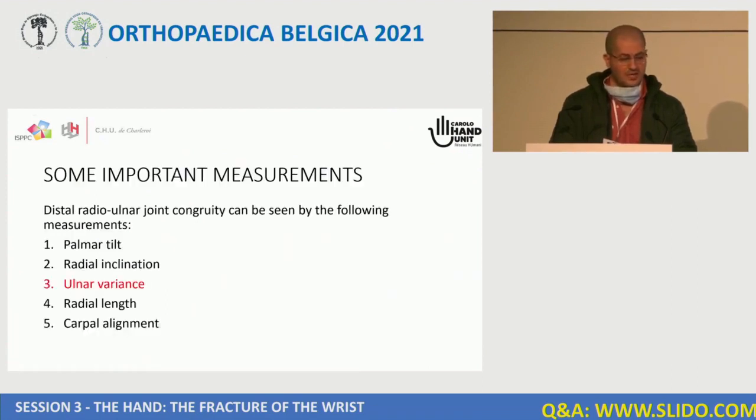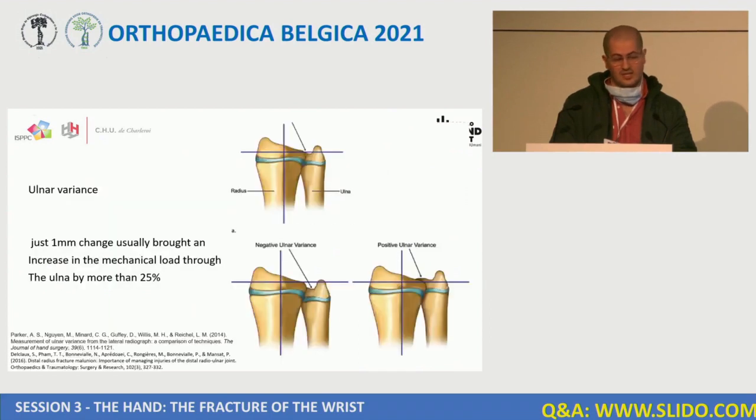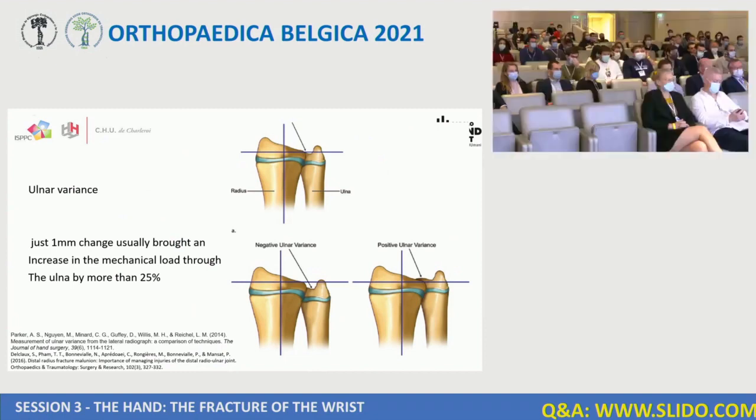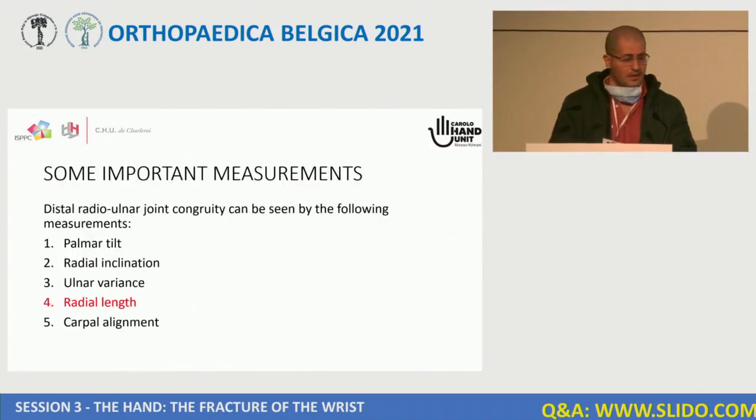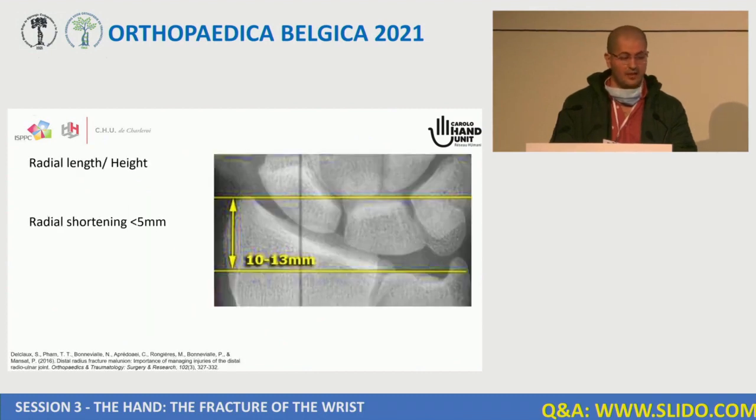The third measurement is the ulnar variance, which is a very important measurement. In fact, an increase of 1 millimeter in the ulnar variance will increase the mechanical load through the ulna by more than 25%. That's why it's a very important factor in the stability of the distal radius fracture. The fourth measurement is the radial length. We should have a radial shortening of less than 5 millimeters to accept a conservative treatment.